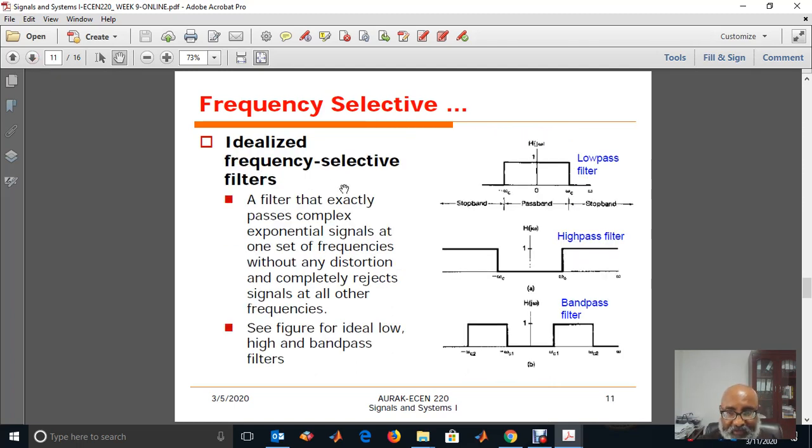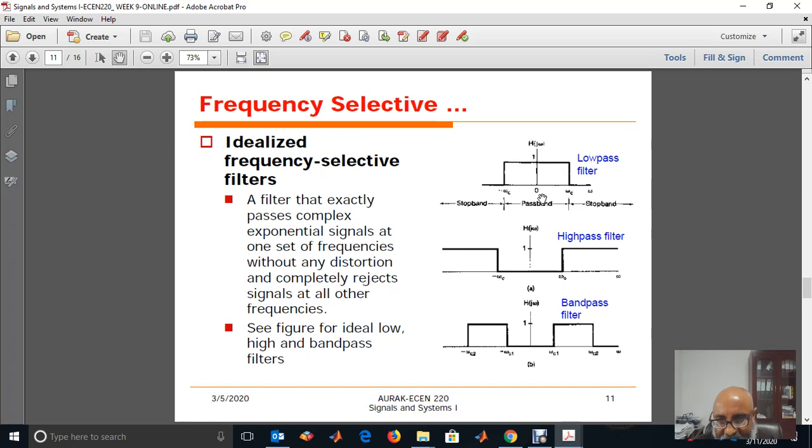Ideal frequency selective filters. An ideal frequency selective filter is a filter that completely rejects certain frequency components and passes without attenuation certain frequency components. A filter that exactly passes complex exponential signals at one set of frequencies without any distortion and completely rejects signals at all other frequencies. For example, here you see an ideal low pass filter.